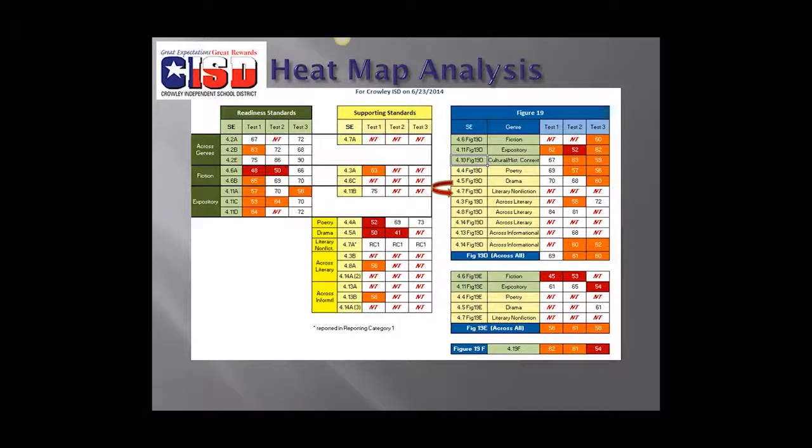So we want to look on the heat map everywhere drama and literary nonfiction show up, as well as across literary standards. We see 4.5A is our hot spot. We see 4.5 figure 19D. Student scores have decreased. Another area of concern is process standard figure 19F.